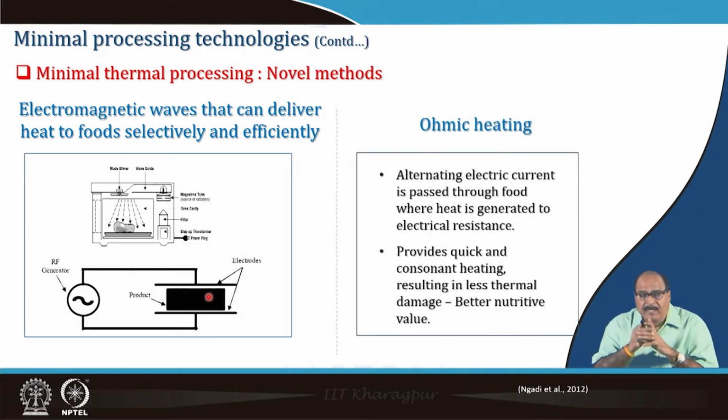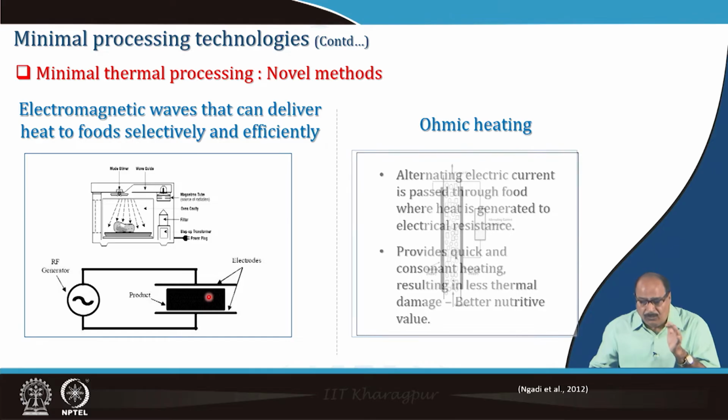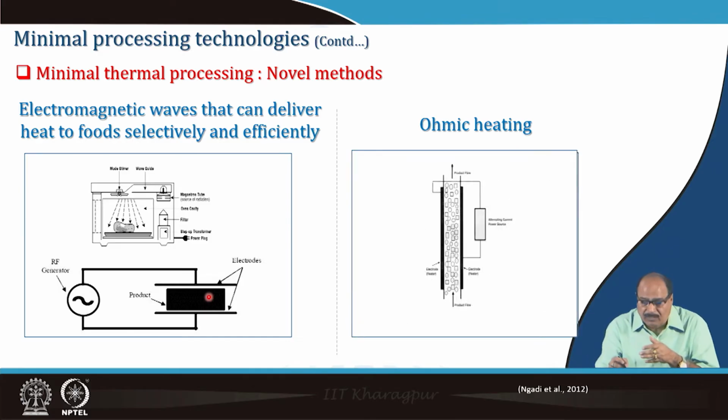Then the ohmic heating. Here, alternating electric current is passed through the food, where heat is generated due to electrical resistance. It provides quick and consistent heating, resulting in less thermal damage or better nutritive value. You can see that these are the electrodes and the food material is placed between them. So, electrical current is given, that is ohmic heating.